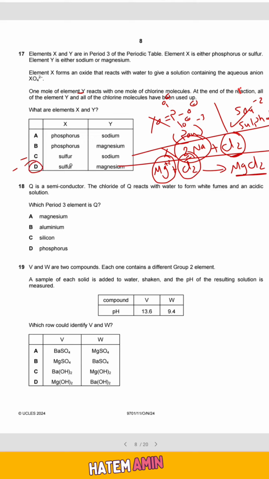Element X is sulfur because it gives me SO4 2-. This is sulfate. And element Y is magnesium, as 1 mole of magnesium can react with 1 mole of chlorine, and both of them got consumed totally at the end of this reaction.